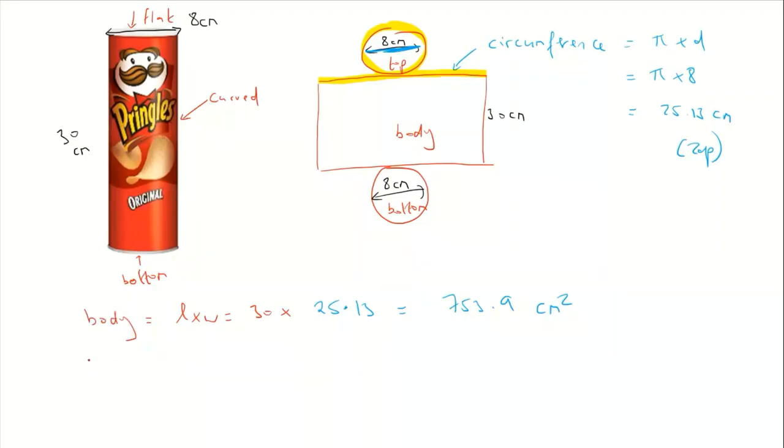There's no more curved parts on this shape. So the curved surface area is 753.9 cm squared. And with that, we're done.